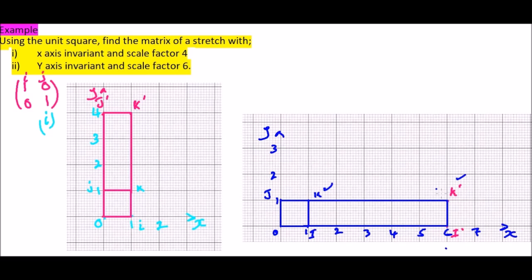So let's have a look at isometric and non-isometric transformations.